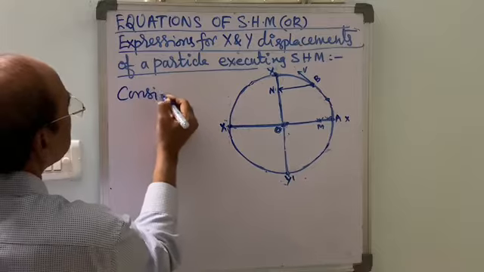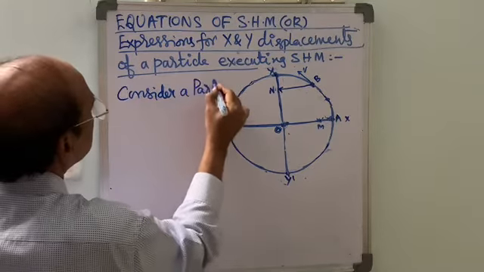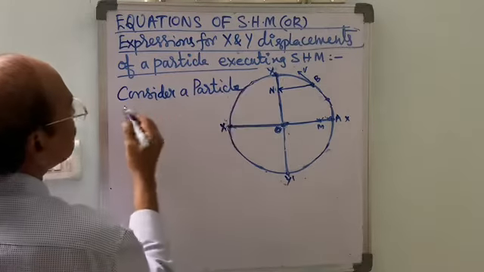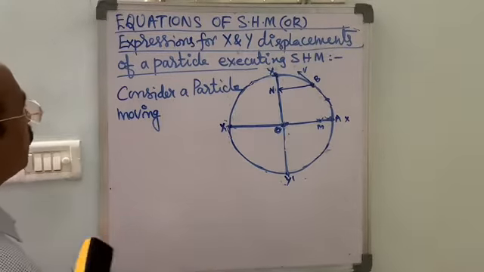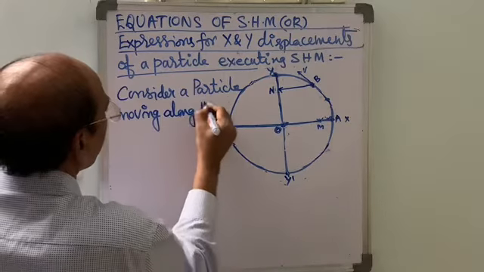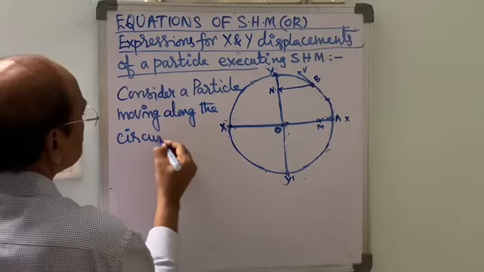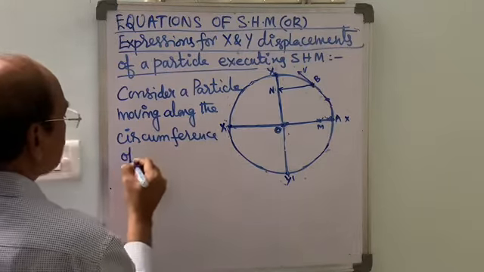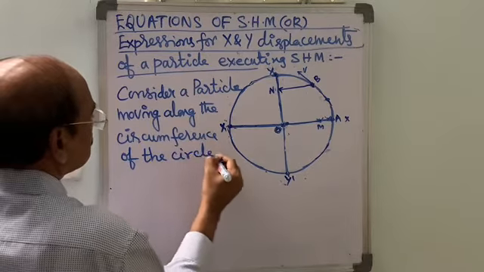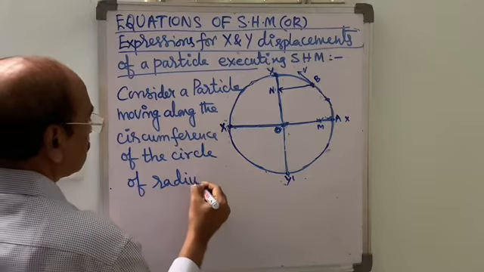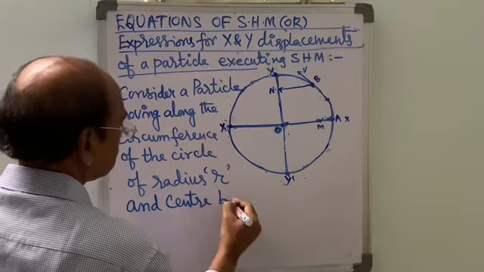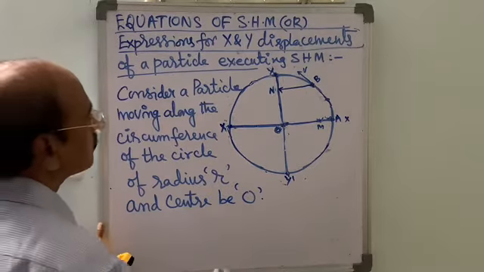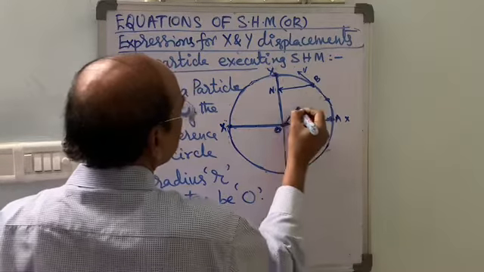Therefore, consider a particle moving along the circumference of a circle of radius r and center O. And the body moves from A to B in time t.